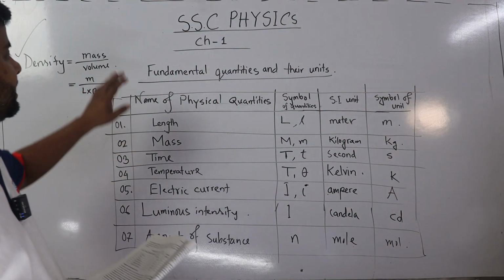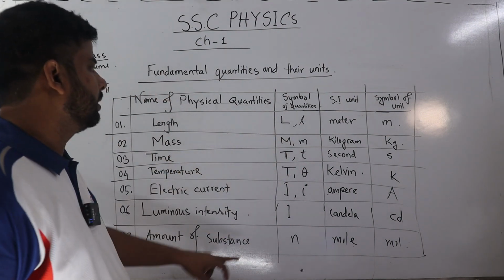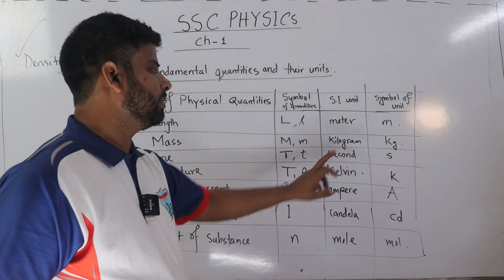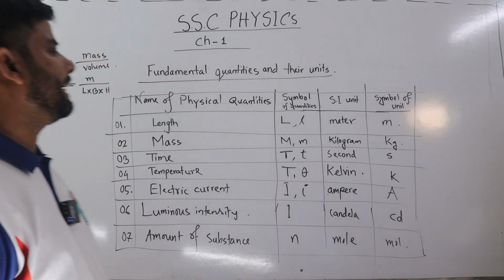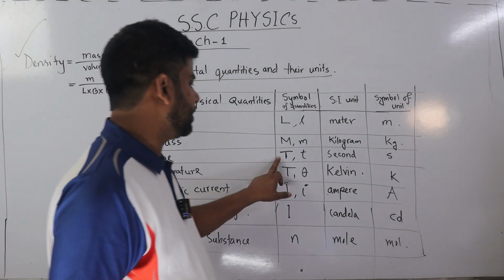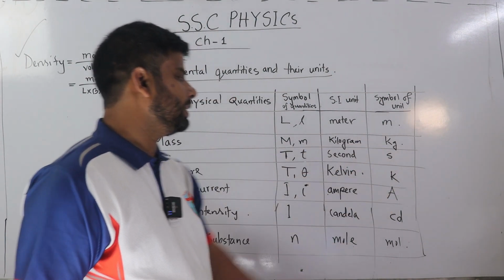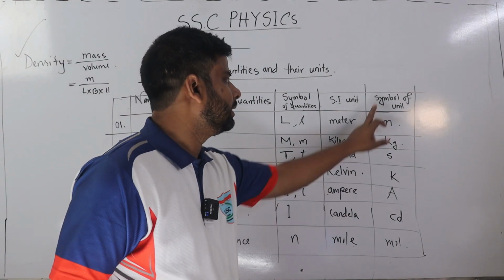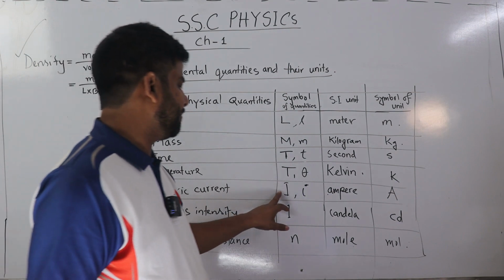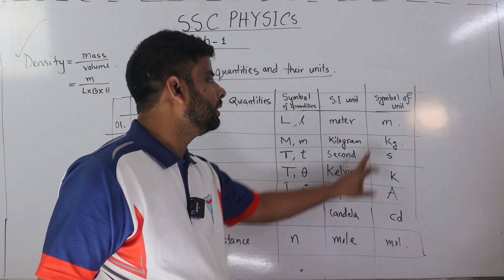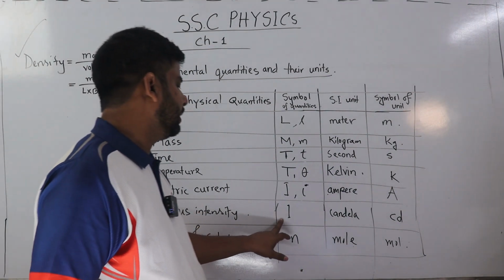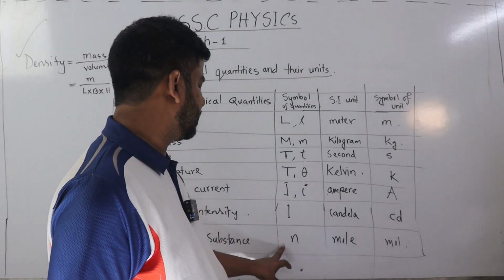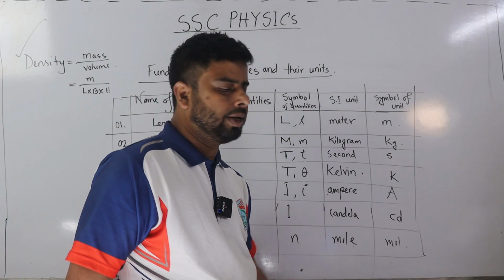So there are 7 fundamental quantities: length, symbol capital L, SI unit meter, symbol m; mass, symbol capital M or small m, SI unit kilogram, symbol kg; time, capital T or small t, SI unit second, symbol s; temperature, capital T or theta, SI unit Kelvin, symbol K; electric current, capital I or small i, SI unit ampere, symbol A; luminous intensity, symbol I, candela, cd; amount of substance, symbol n, SI unit mole, short form mol.